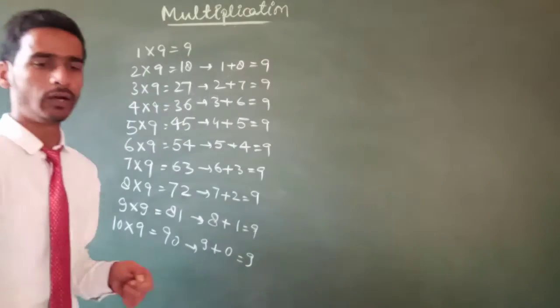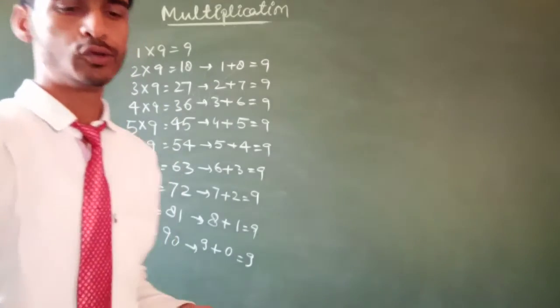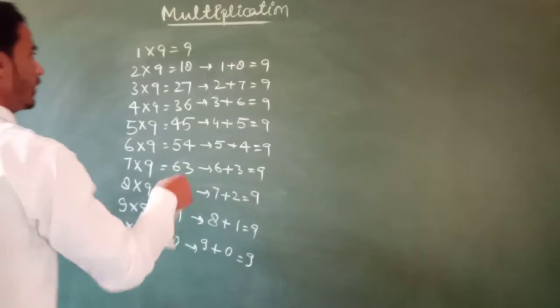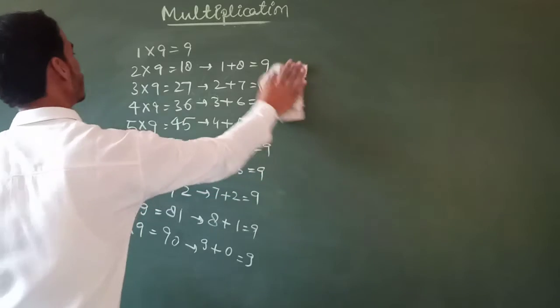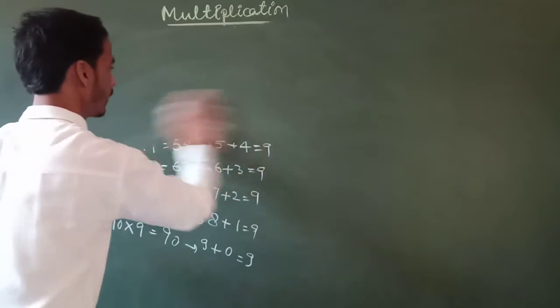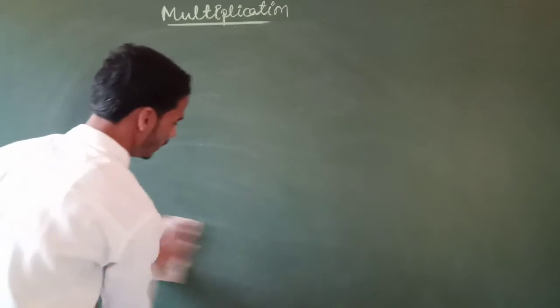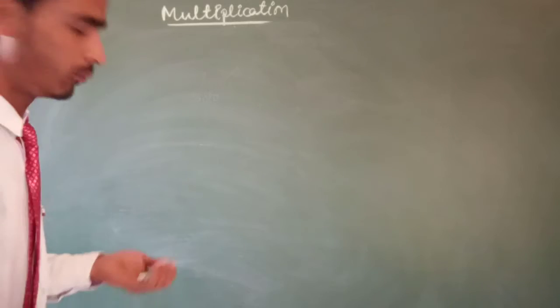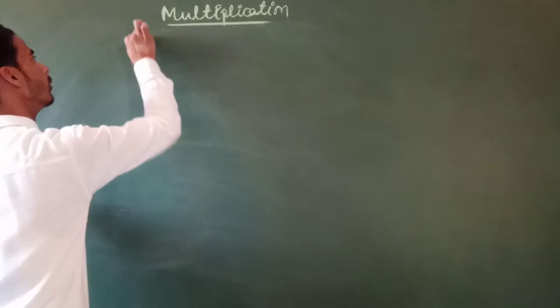Now our next topic is multiplying by 20, 30, 40, 50, 90.